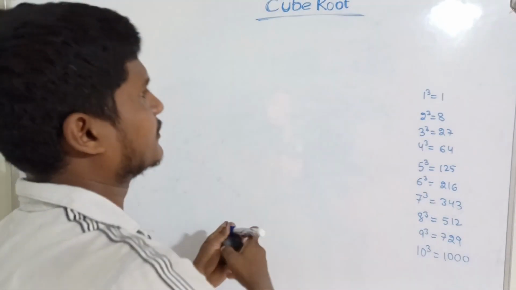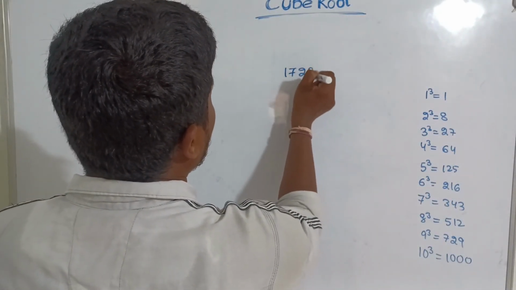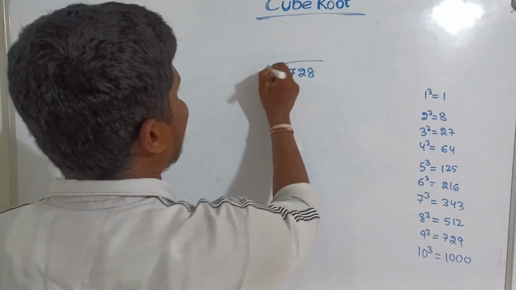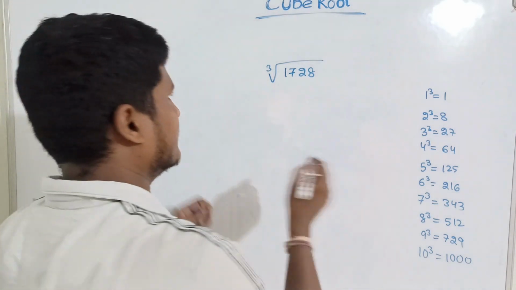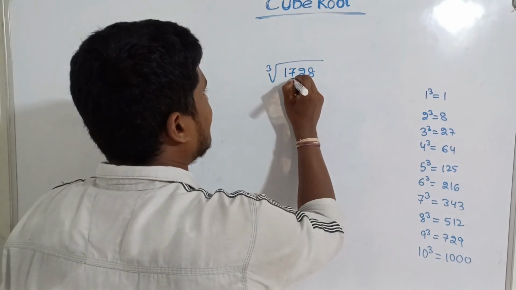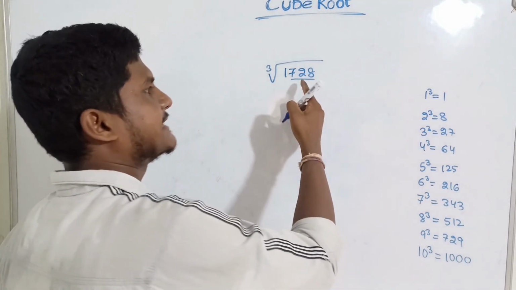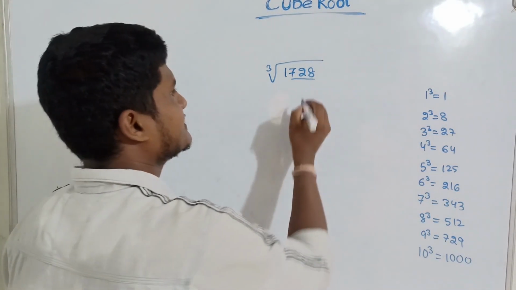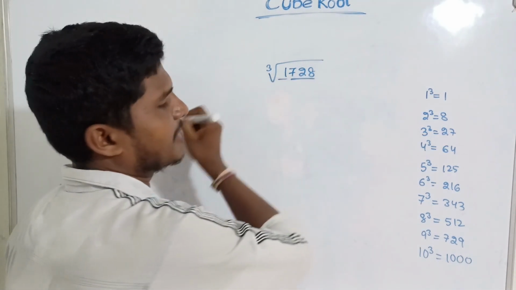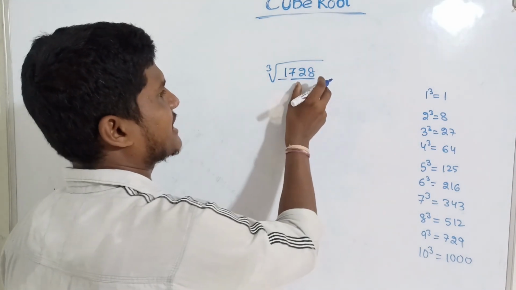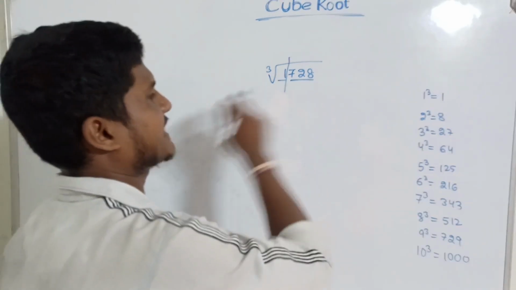If I want to calculate the cube root of 1728, first of all observe and listen carefully, students. The first 3 digits from the right, 7 2 8, are the 1's place, 10's place and 100's place. Just mark them off, and mark the remaining digits separately. This is the first part, and this is the second part.